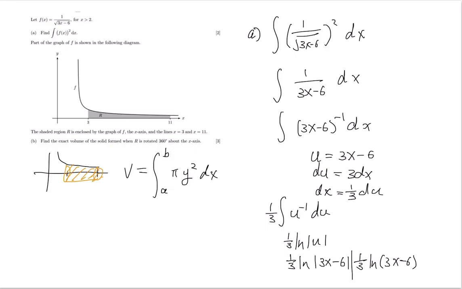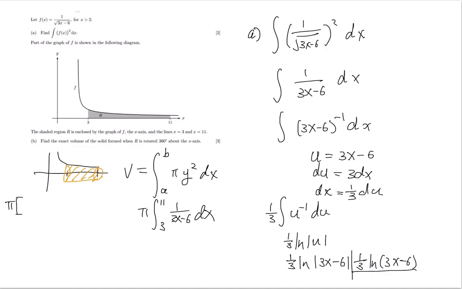And so therefore, since we got it here, it's just the same thing as pi times the integral from 3 to 11 of 1 over 3x minus 6 dx. Since we already got the result of the integral of 1 over 3x minus 6 dx, we can just use this here.